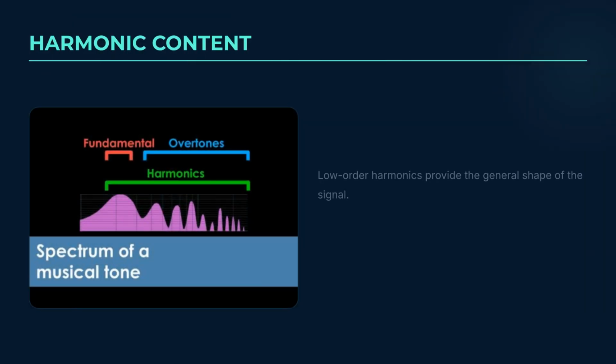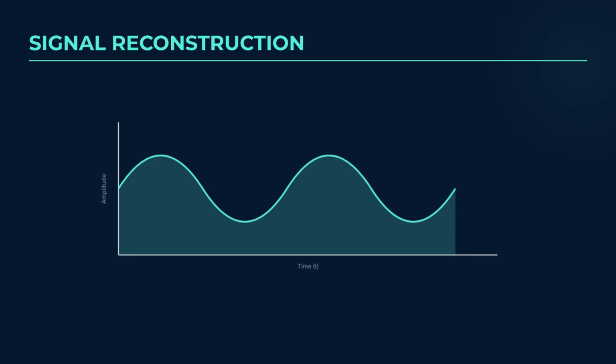In harmonic content, low-order harmonics define the general shape of the signal. High-order harmonics, on the other hand, add the fine details and sharp edges of the waveform. Signal reconstruction demonstrates this principle. By adding more terms, or higher-order harmonics, the synthesized signal approaches the original waveform with greater fidelity, effectively improving the approximation.